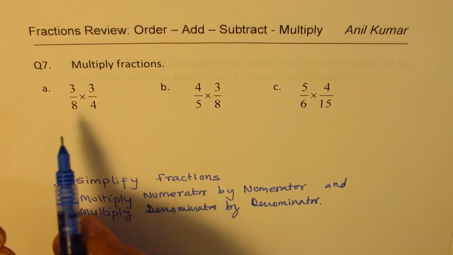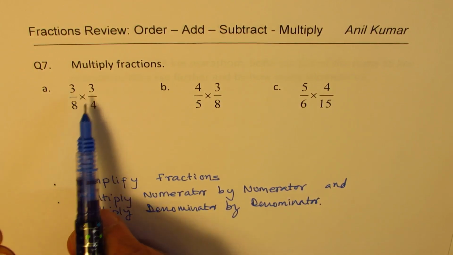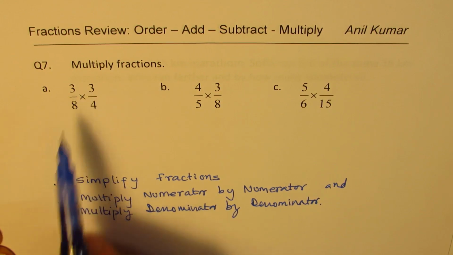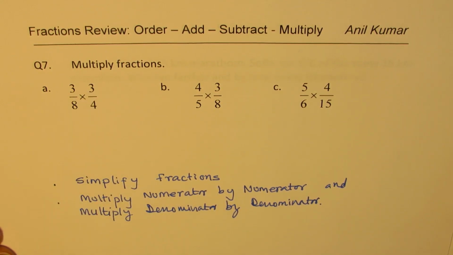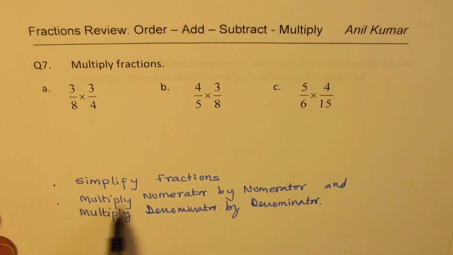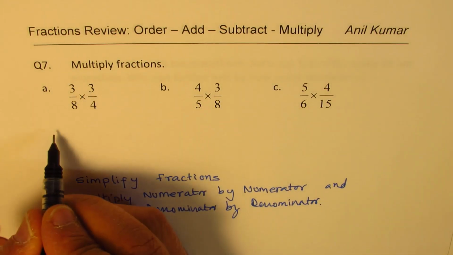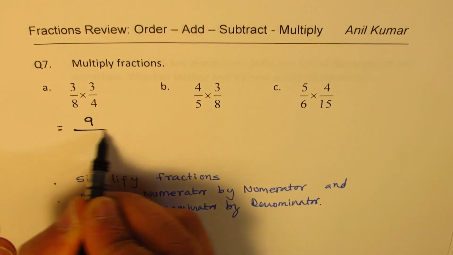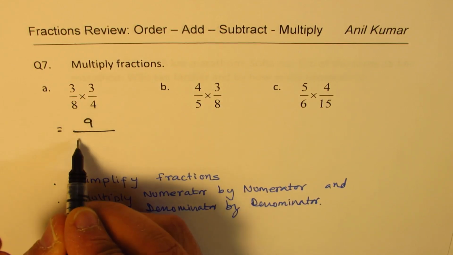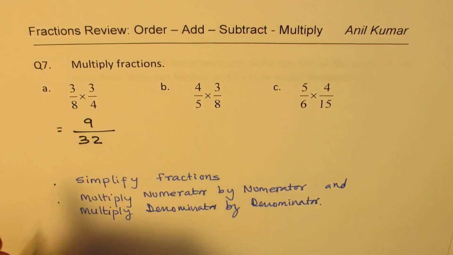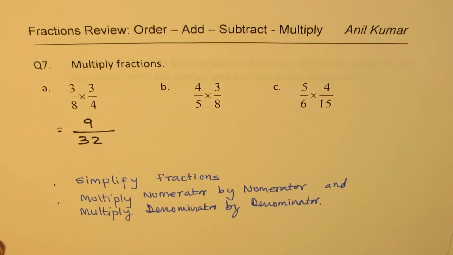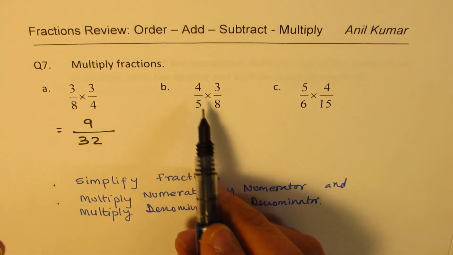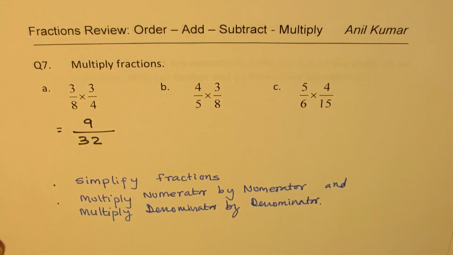Now let's look into this. Now here 3 over 8, 3 over 4, we cannot really simplify it. So here straight away we just multiply. So when we say multiply numerator by numerator means 3 by 3. So we get 9 and then 8 by 4 which is 32. So 9 over 32 is our answer. Is that clear? Now in the second one, we have to simplify.